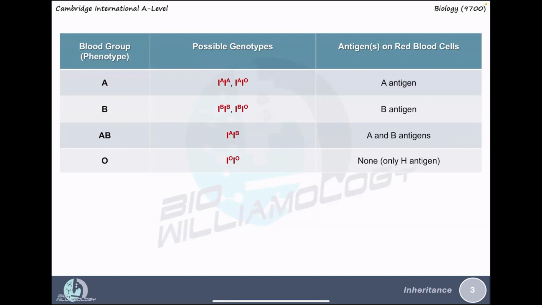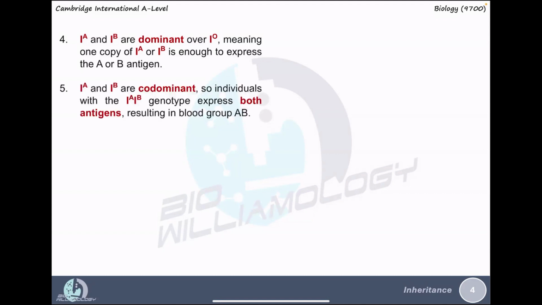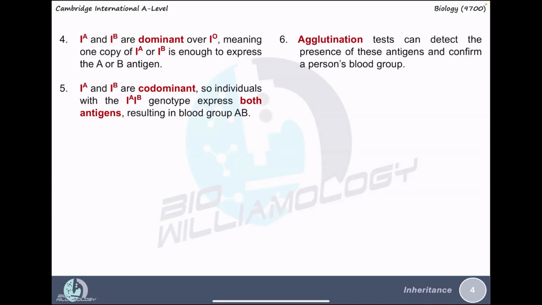So based on the example here and the possible genotypes, we know that IA and IB are dominant over IO. So with one copy of IA or IB, it is enough to express the antigen A or B respectively. IA and IB are co-dominant. Another example of co-dominance: an individual with IA-IB genotype will express both antigens, resulting in the blood group AB. And an agglutination test can help us to detect the presence of the antigen and confirm a person's blood group.